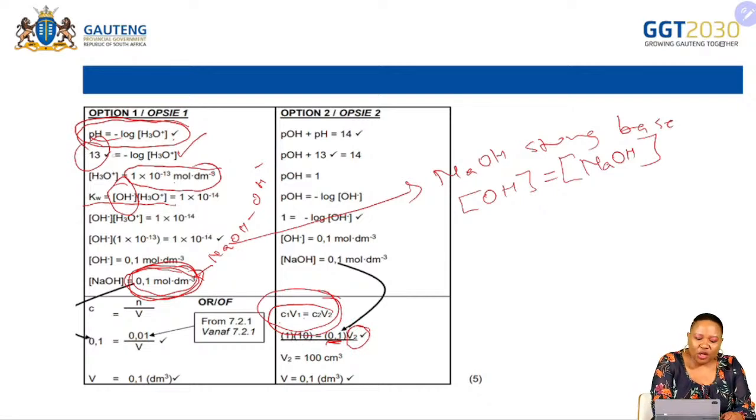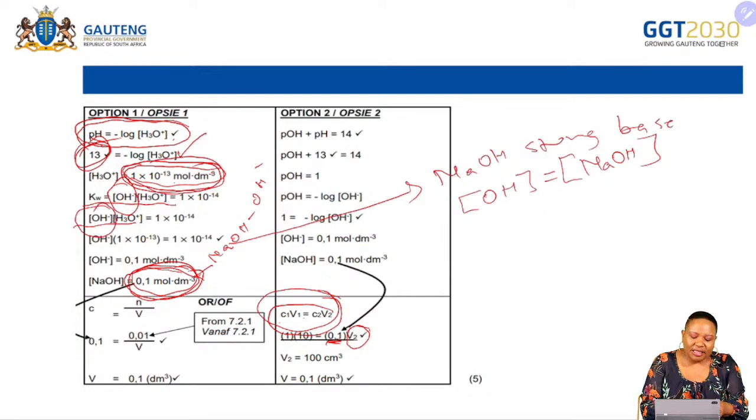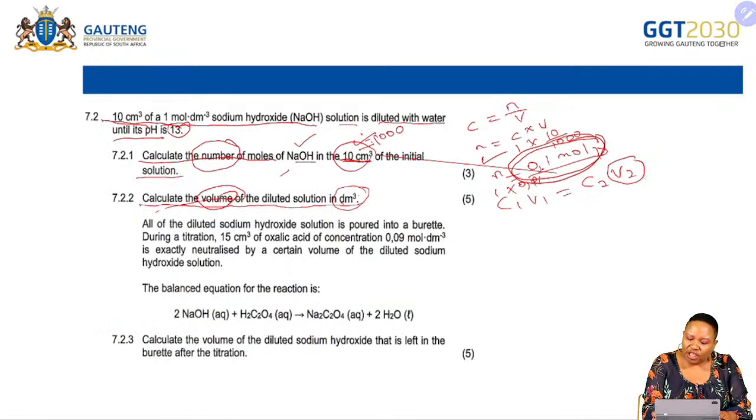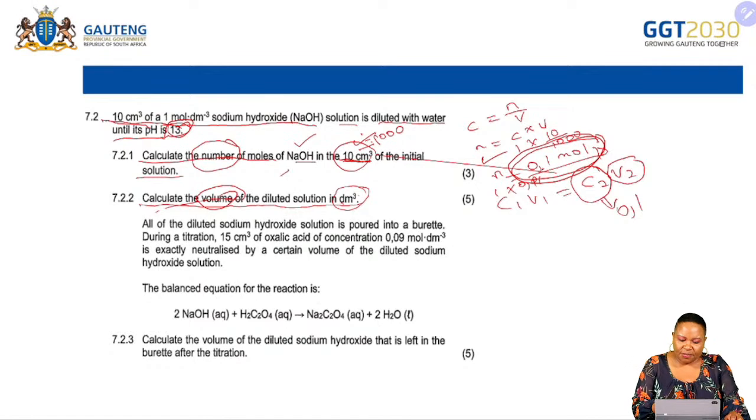But the only thing that will assist us is finding the concentration of H3O hydronium ions. That will assist us to find the concentration of hydroxide ions, which will assist us to find the second concentration of sodium hydroxide, which was 0,1, using the pH value that was provided to us.